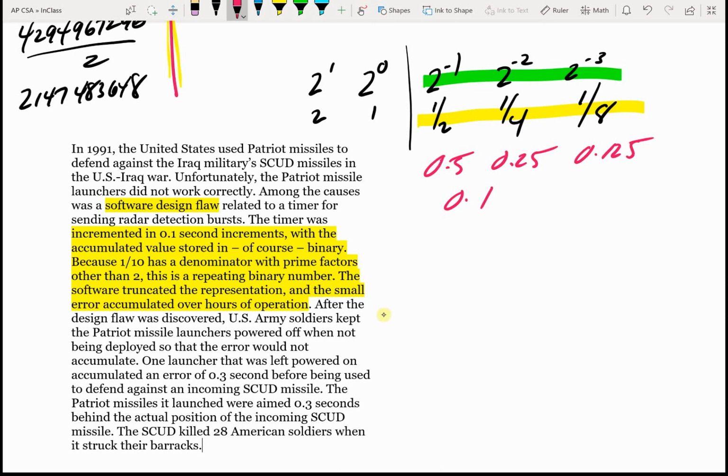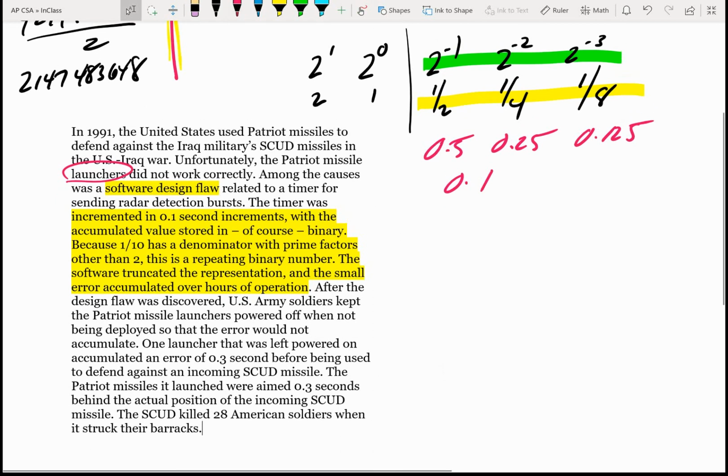Now, the launchers probably weren't 32-bit. They may have been 16-bit or 2 bytes. But nonetheless, after the design flaw was discovered, U.S. Army soldiers kept the Patriot missile launchers powered off when not being deployed so that the error would not accumulate. One launcher that was left powered on accumulated an error of 0.3 seconds before being used to defend against an incoming Scud missile. The Patriot missiles at launch were aimed 0.3 seconds behind the actual position of the incoming Scud missile. The Scud killed 28 Americans when it struck the barracks.